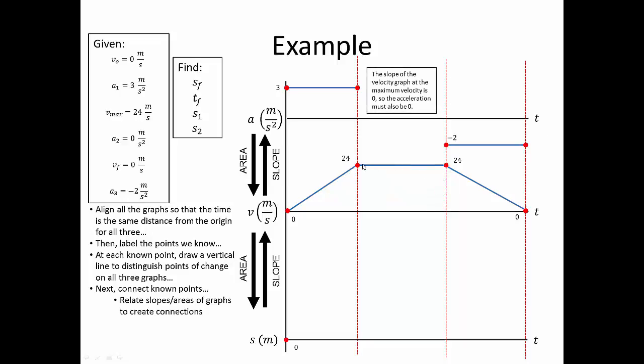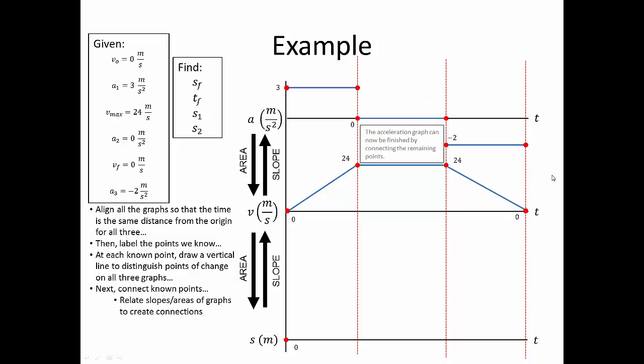The slope of the velocity graph from 24 to 24, where the maximum velocity occurs, is 0. If the slope here is 0, then our acceleration must also be 0. So we can go ahead and draw in a 0 acceleration across our acceleration graph. Now, if you would like to, we can finish the acceleration graph by connecting the remaining points to make a continuous function.